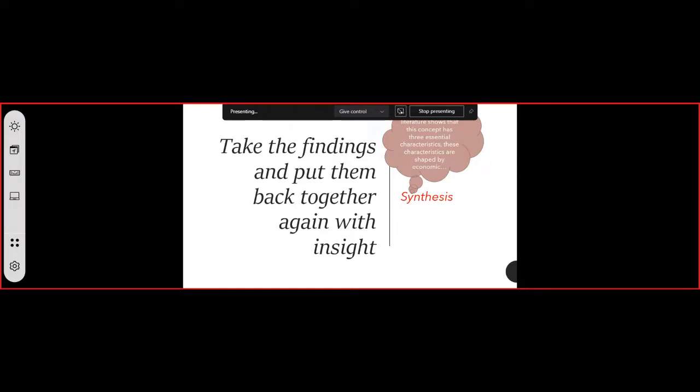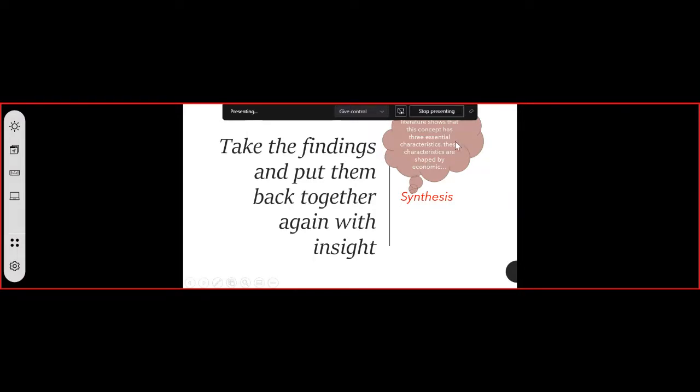And often in this insight or this new creation, remember, I'm using the word create, a new creation, this is often where we have our unique contributions or our unique insights or our unique aha moments. Oh, but I see now that I've put it together that this is missing, or I could add this. So, for example, you could have literature showing that this concept has 3 essential characteristics. These characteristics are shaped by economic and so on. So at your synthesis level, you are coming up with new insights.